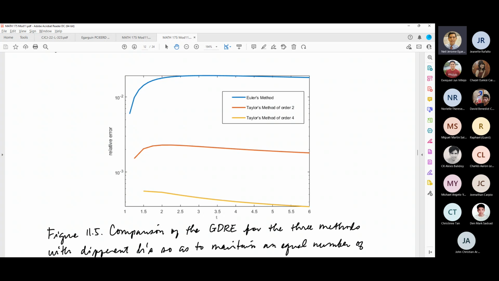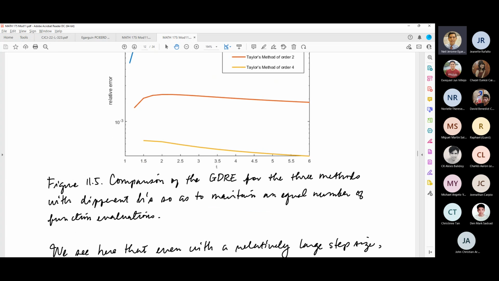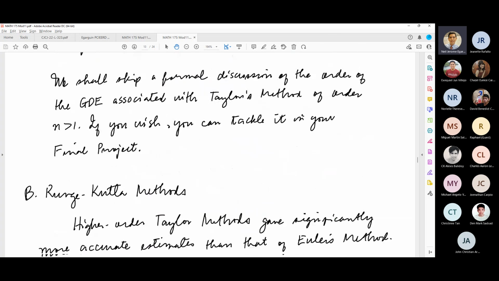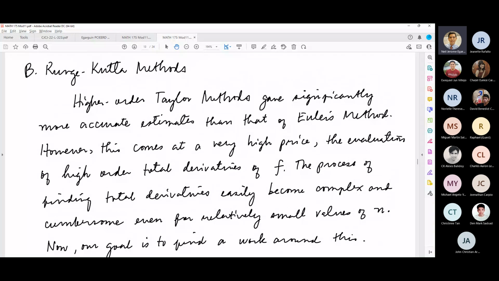Can we find higher order methods na hindi gagamit ng total derivatives? Tanggap natin na kailangan natin ng additional computations in order to get better accuracy, but we don't want to use total derivatives. As much as we want that the additional computations would be evaluation of the function f itself. Hindi na tayo mag-introduce ng additional function, right? And that's what we'll try to do today. We will look at one class of such methods. Ang tawag natin doon ay Runge-Kutta methods, okay?